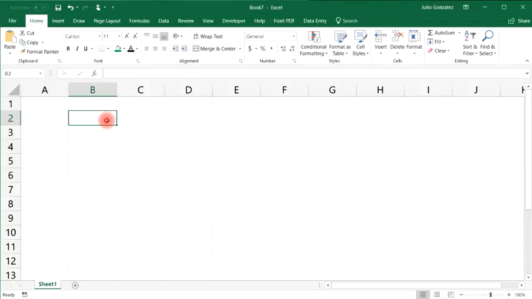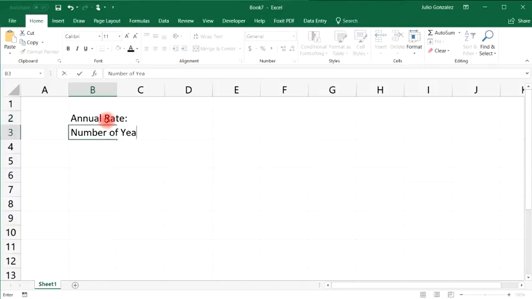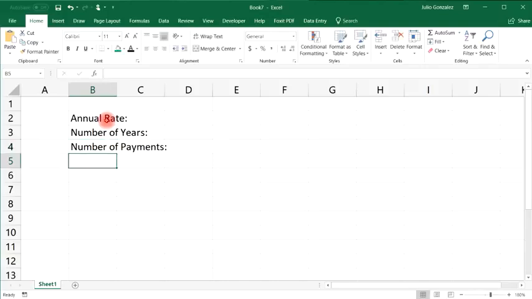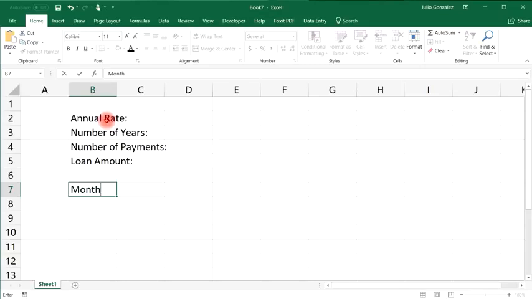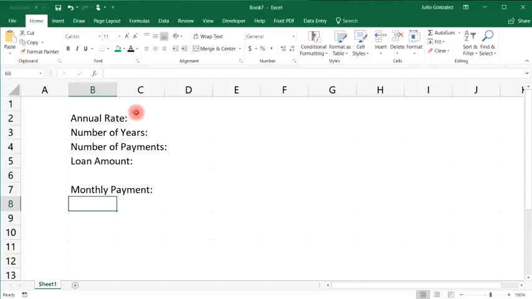So in column B, I'm going to write the annual interest rate, and then the number of years that we're going to pay off the loan, and then the number of payments, and also the principal or the loan amount, and then we're going to calculate the monthly payment to basically take care of that loan.